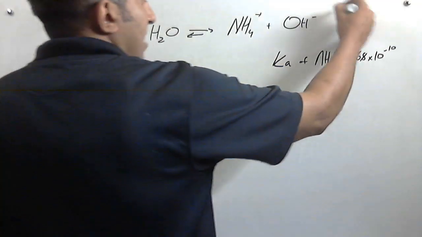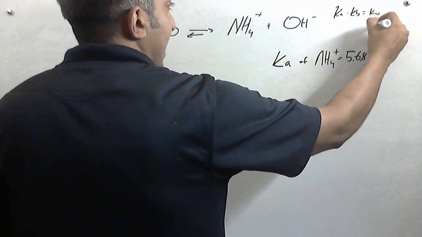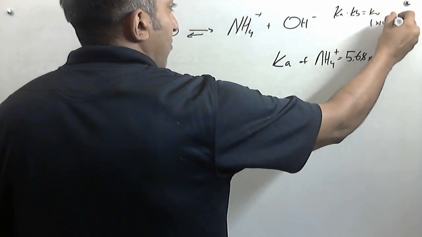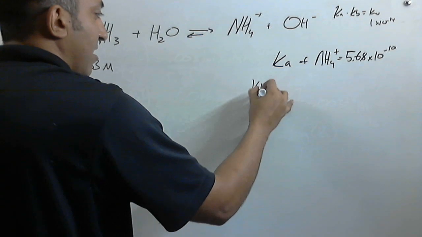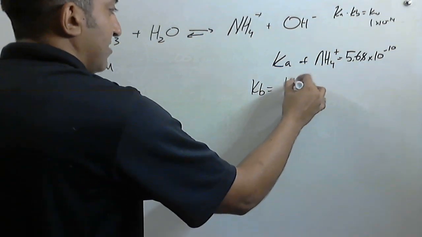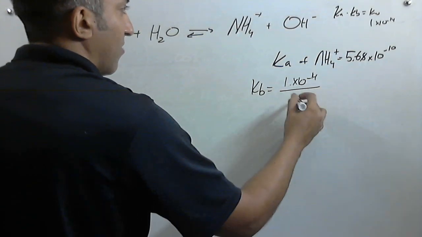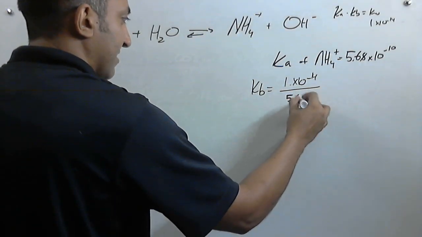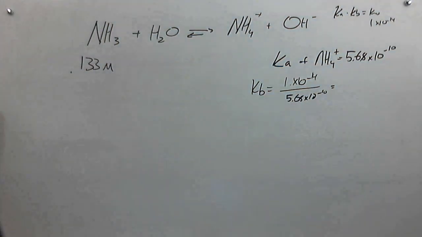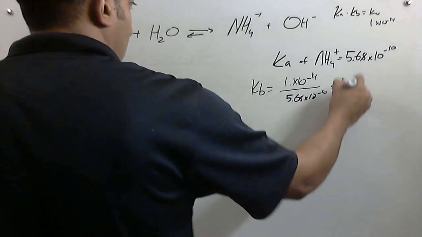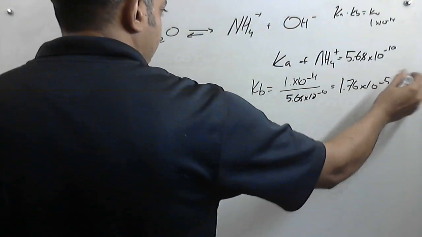Remember, Ka times Kb equals Kw. We said Kw is 1 times 10 to the negative 14. So if I know my Ka, I can solve for my Kb. Let's do that. Kb equals 1 times 10 to the negative 14 over 5.68 times 10 to the negative 10. I'm going to get a Kb value of 1.76 times 10 to the negative 5.